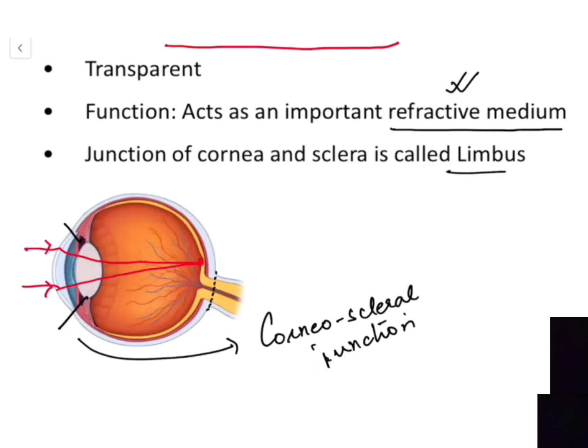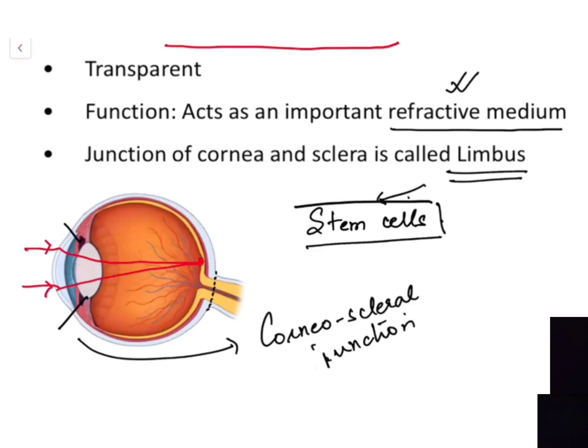And what is the importance of this limbus? The limbus is very important because it contains the ocular stem cells. And these stem cells are important because they are responsible for regeneration and repair of the ocular surface after any kind of trauma. So this limbus is very, very important to the eye and it is the corneoscleral junction. Right? So this much about our outer fibrous coat.